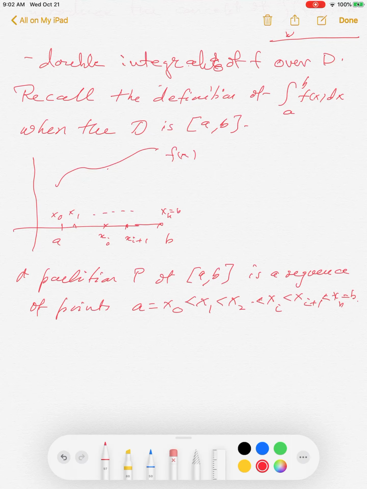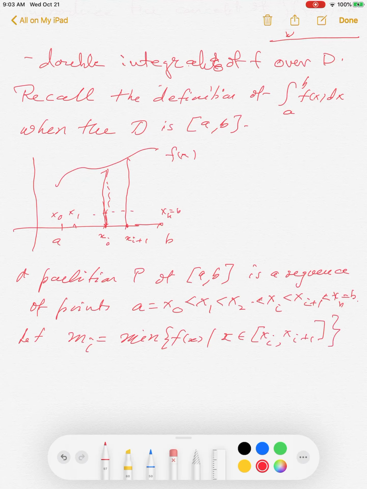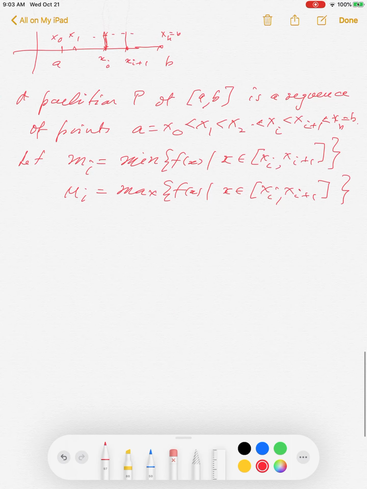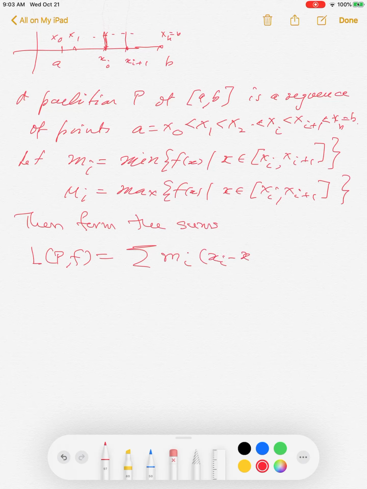Given a partition, you look at these columns, and let's take little mi to be the minimum of the function as x varies over [xi, xi+1], capital Mi to be the maximum of f as x varies over [xi, xi+1], and then you form the sums, the lower sum L(P, f), which is defined by taking the sum over i = 0 to n−1 of mi times (xi+1 − xi). This is called the lower Riemann sum.